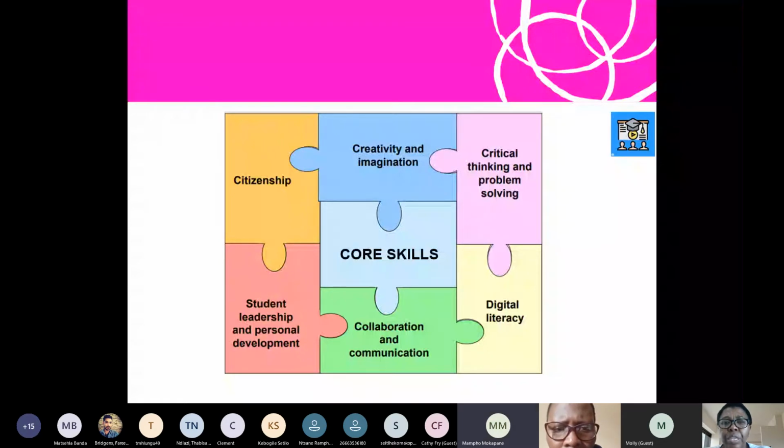Those are the 6 core skills: CTPS, that is critical thinking and problem solving; creativity and imagination; digital literacy; collaboration and communication; citizenship; and student leadership and personal development. Clement got her hand up, says Boyo. Clement. Okay.